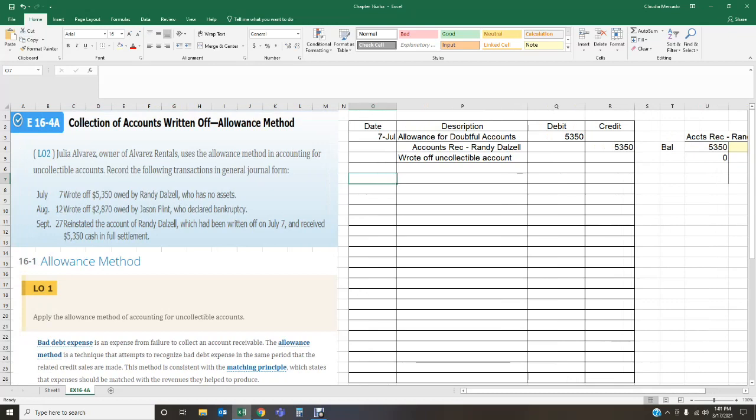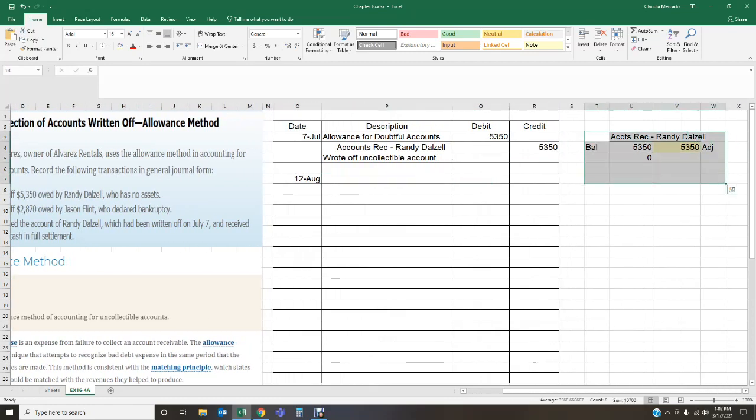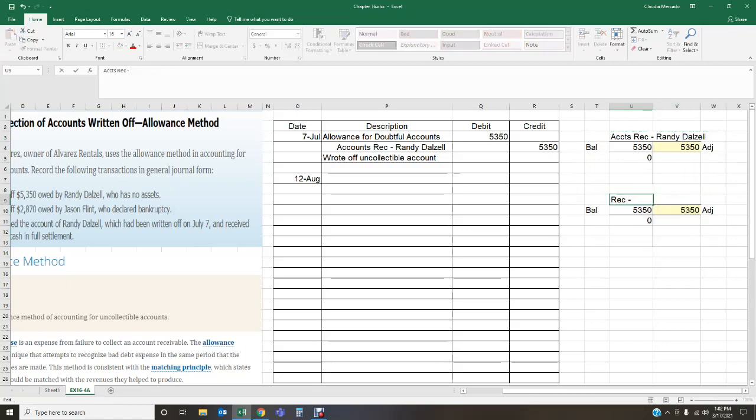Now, on August the 12th, it says you wrote off $2,870 owed by Jason Flint, who declared bankruptcy. So let me copy this down here. Now I've got an accounts receivable, but this time it's for Jason Flint. My balance for Jason is $2,870. Jason declared bankruptcy. He has no money to pay us. I have to write it off. I'm not going to collect the money from Jason.